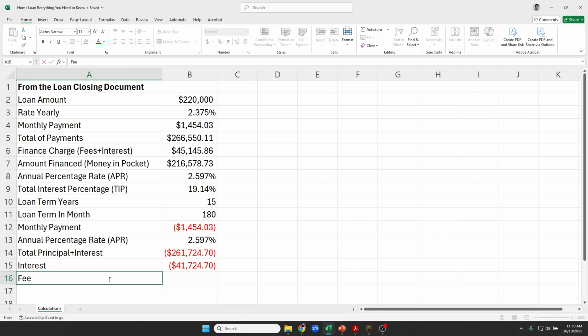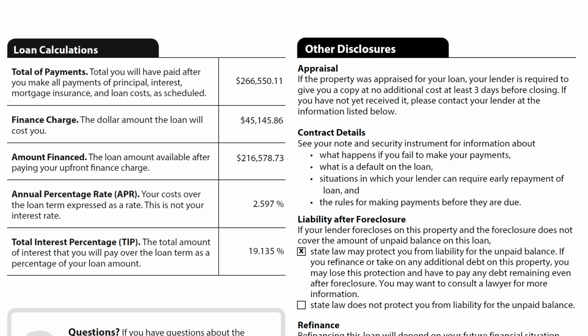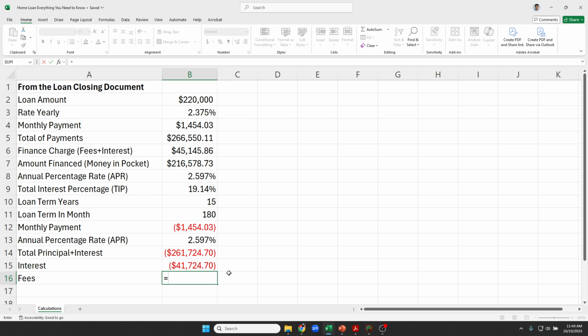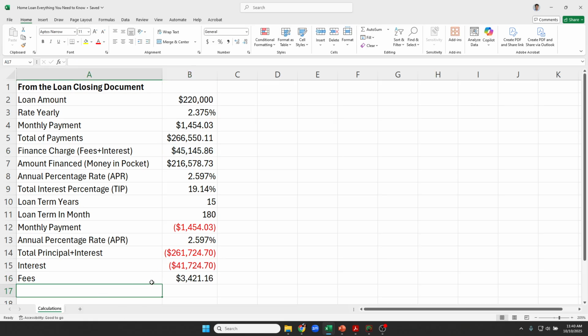So now I'm going to calculate the fees. You see in the loan closing document that says I'm going to be paying $45,145.86 total finance charges. That includes the interest and the fees. So then simply you can do this minus this, the red mark parenthesis already has the minus, so you really don't have to minus that. Simply just plus that, select that. So this is my total fees that was associated with the loan.